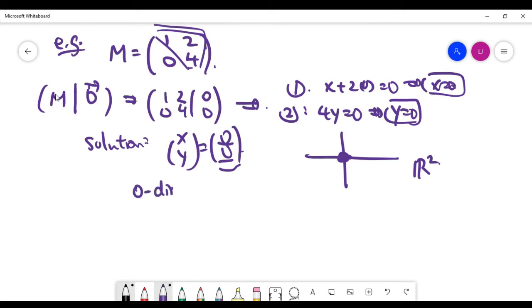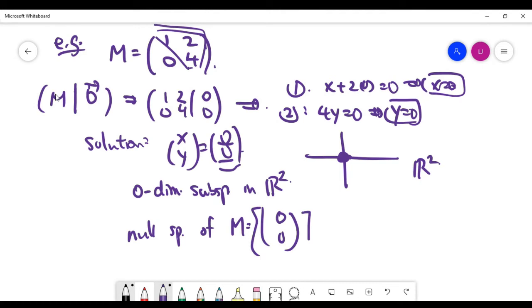It means it's basically a zero-dimensional subspace in R2, and that's basically our null space now. The null space of M basically contains only the zero vector because our current linear system has exactly one solution, which is the zero solution.